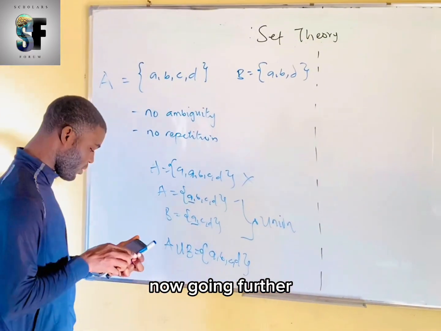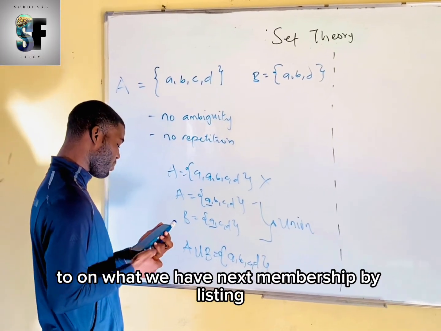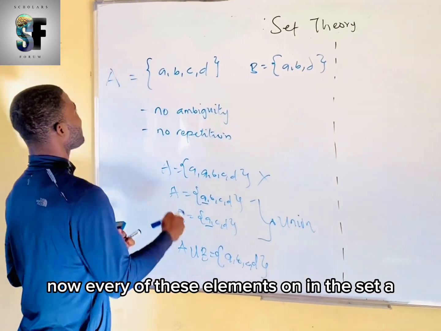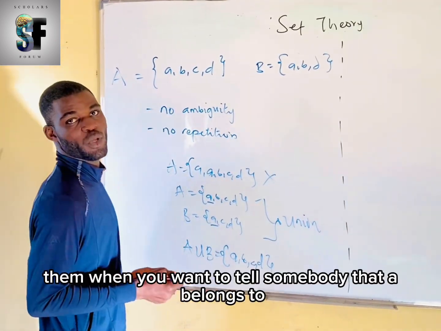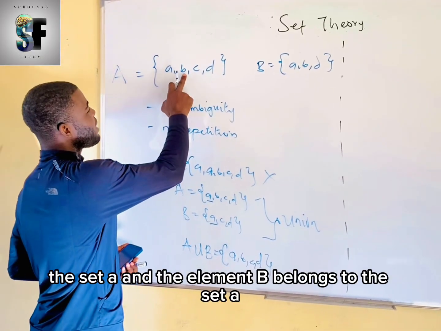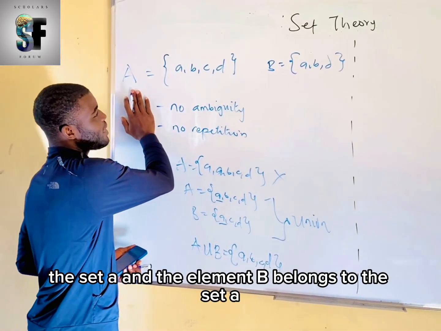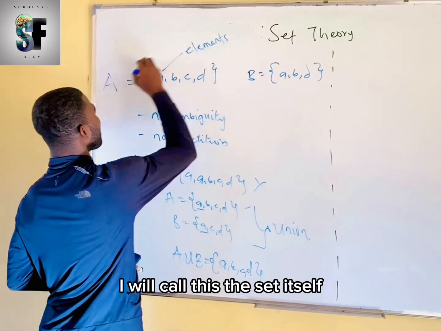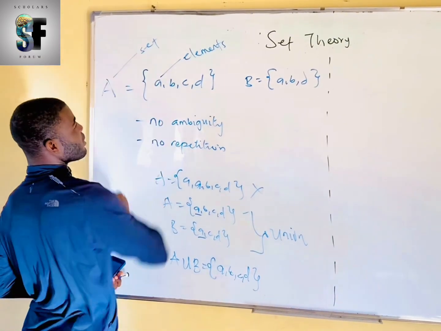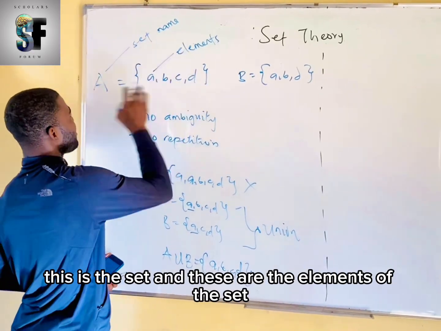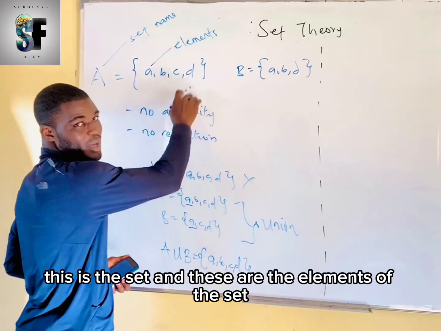Now, going further to what we have next, membership by listing. Every one of these elements in set A, how do you represent them when you want to tell somebody that the element A belongs to set A and the element B belongs to set A? We call each of these the elements, and we call this the set itself, or the set name. This is the set, this is the name of the set, and these are the elements of the set.